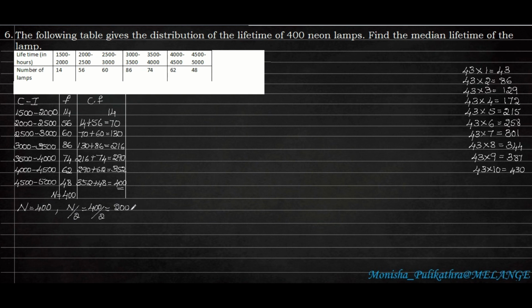So we need to check in which class interval this 200 comes. Here it is 130, which is less than 200. Next is 216, in this class interval 200 occurs. So we need to select this row. The class interval we have to select is 3000 to 3500. This is the class interval in which the 200 occurs, where this is the lower limit and this is the upper limit.